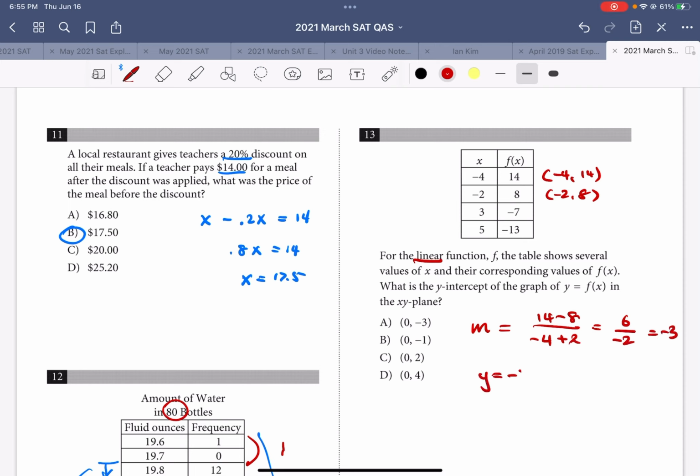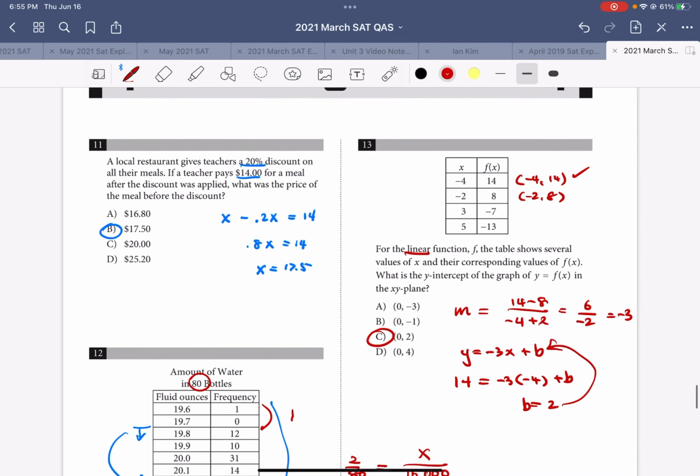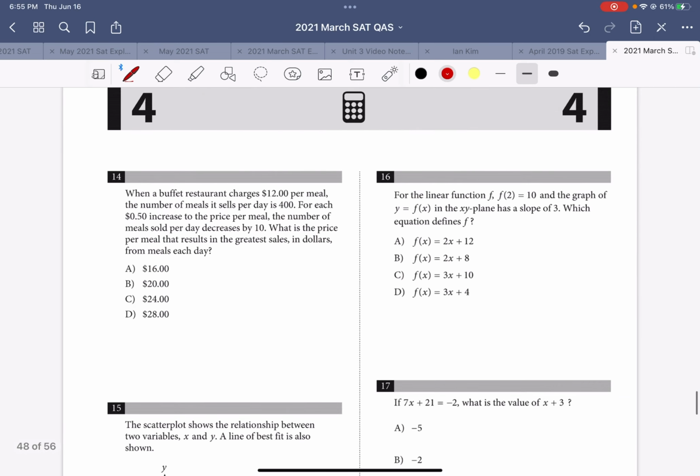So y equals negative 3x plus b. And then you use any point. So I'm going to use this one. 14 equals negative 3 times negative 4 plus b. So negative 3 times negative 4 is 12. So b is 2. Okay. So that's the y-intercept. The y-intercept is 2. So answer C. Okay. So you can set up the equation. Now, move on. Number 14.